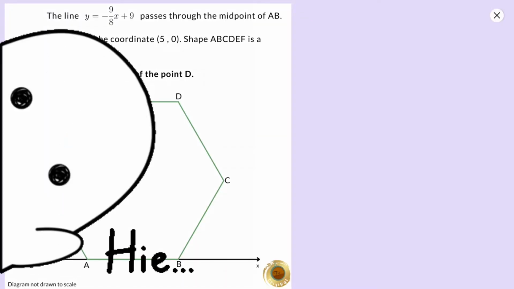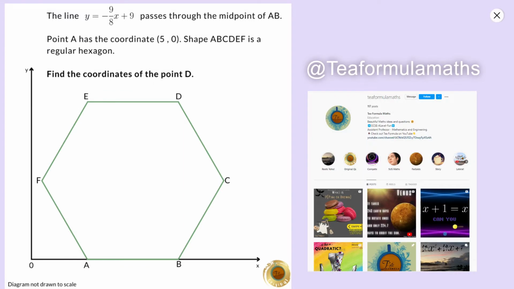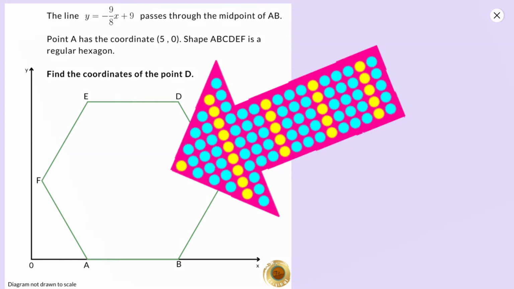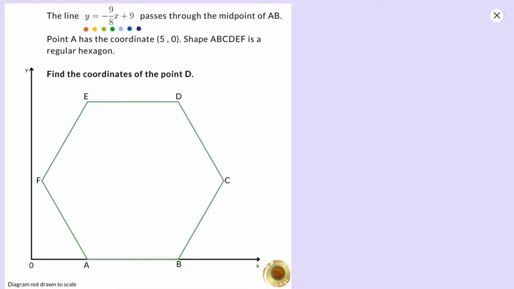Hi everyone, I recently posted onto the Instagram a challenge which was made by myself, and it goes a little something like this. We've got a hexagon and there's a line y equals minus 9 over 8 x plus 9, and it passes through the midpoint of AB.